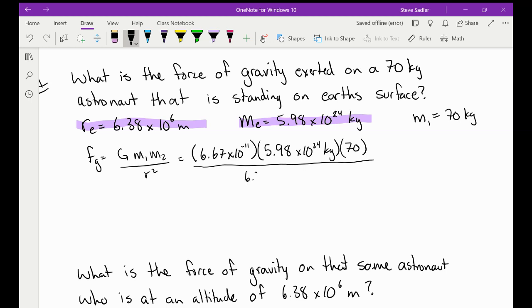So 6.38 times 10 to the 6, and that's all squared. People tend to forget that, so be careful. That's all squared. So you just have to type all this in your calculator. It can be a bit tricky when you do that, so just be careful. But if you type all of this in, you should get 686 newtons.